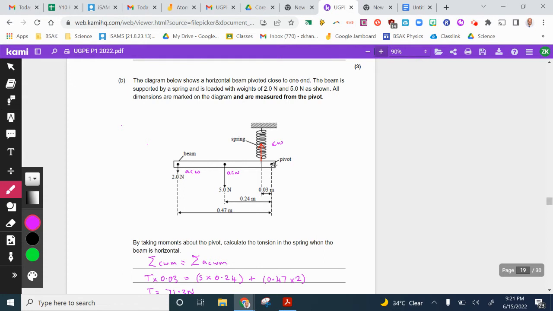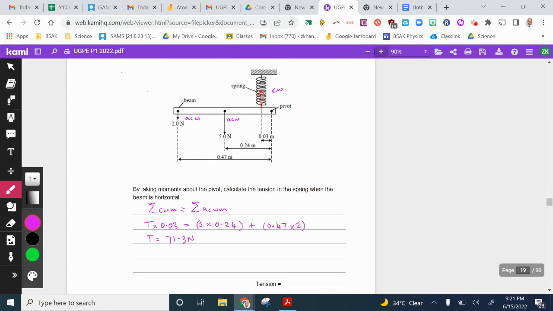And there's a pivot point. Everything is rotating around this pivot point. So this entire beam is pivoted at this point here. And we know that all moments need to be calculated with a distance from the pivot point. So the principle of moments: sum of the clockwise moments equals the sum of the anti-clockwise moments. And what we're trying to find out is the force that this spring is pulling with, i.e. the tension in the spring.